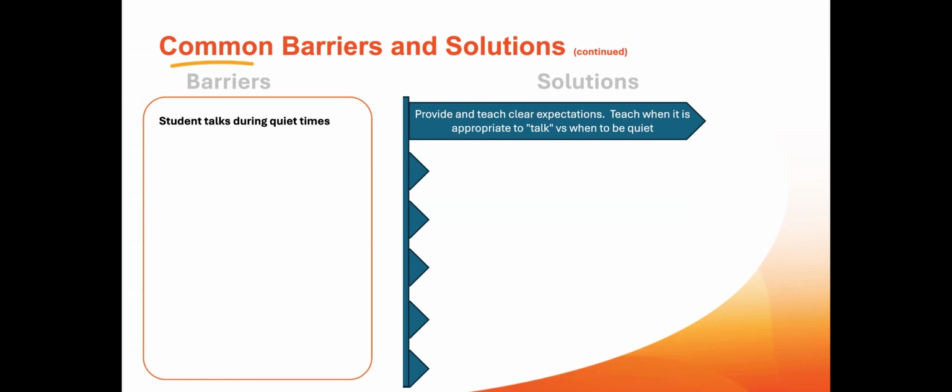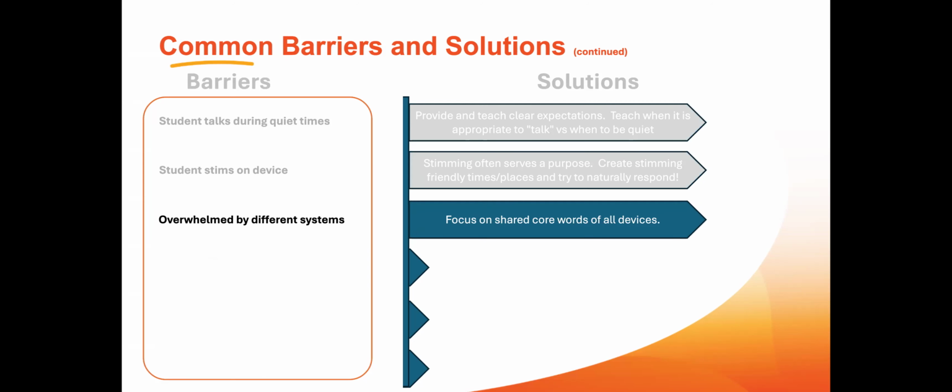If students are talking during quiet times, I mentioned this before, but we need to provide and teach clear expectations to all students. Teach students when it's appropriate to talk and when it's appropriate to be quiet, and give them lots of talking time if they're exploring on their device or something during an appropriate time. Oops, I skipped ahead too, but if the student is stimming on the device, this is really a presentation in itself, but stimming can serve lots of different purposes. So create stimming friendly times and places for this, and try responding naturally to the student and what they are saying on the device.